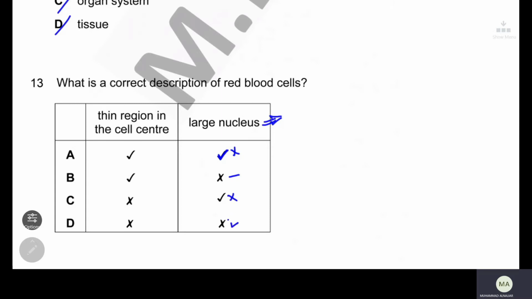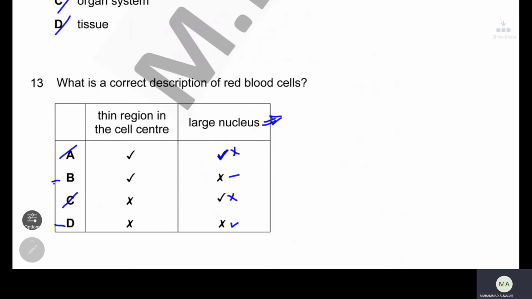So let's see both of them. A is excluded because there is no nucleus in the red blood cell at all, not even a small one. And also we'll exclude C because there is no large nucleus in the red blood cell. So we'll look at B and D.